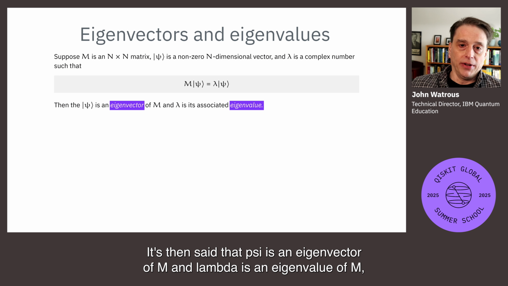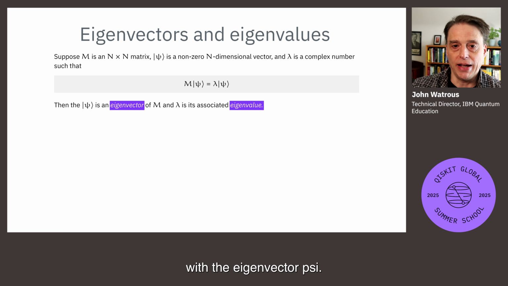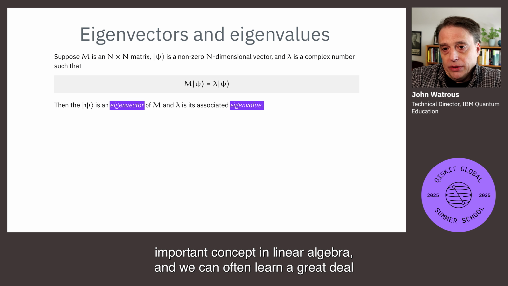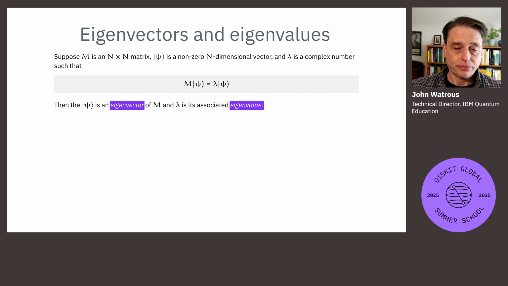It's then said that psi is an eigenvector of M and lambda is an eigenvalue of M, and more specifically, lambda is the eigenvalue that's associated with the eigenvector psi. This is a critically important concept in linear algebra, and we can often learn a great deal about matrices by thinking about their eigenvectors and eigenvalues.